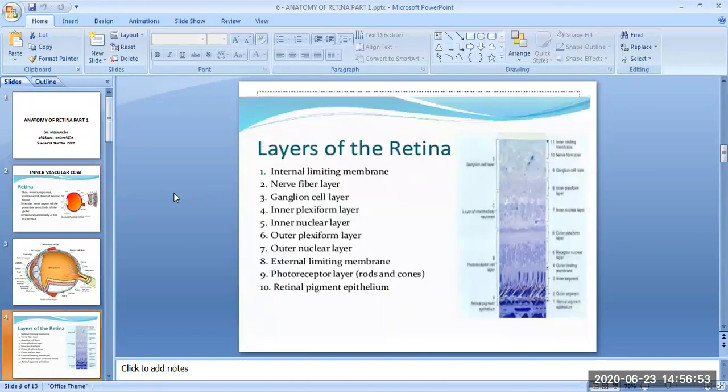They are the 10 layers of retina: internal limiting membrane, nerve fiber layer, ganglion cell layer, inner plexiform layer, inner nuclear layer, outer plexiform layer, outer nuclear layer, external limiting membrane, photoreceptor layer of rods and cones, and retinal pigment epithelium.